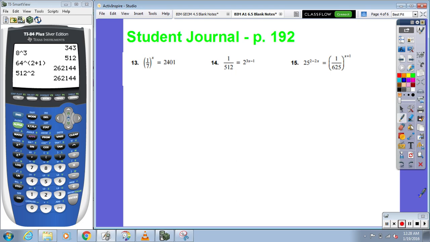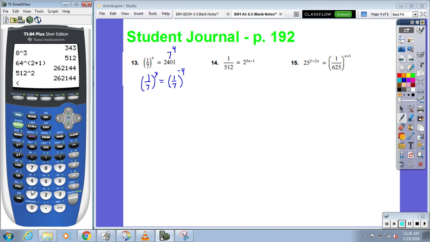Okay, so on these next problems, it's a little bit different because when we think of this, 2,401 is the same as 7 to the 4th. But if we have 1/7 to the x and 7 to the 4th, our bases aren't the same. So another way that we can think of this is we can think of this as 1/7 to the x, and then instead of 7 to the 4th, we can think of it as 1/7 to the negative 4th.